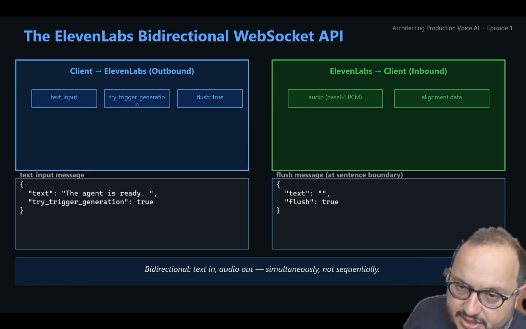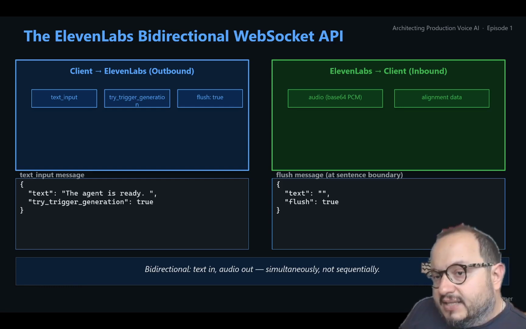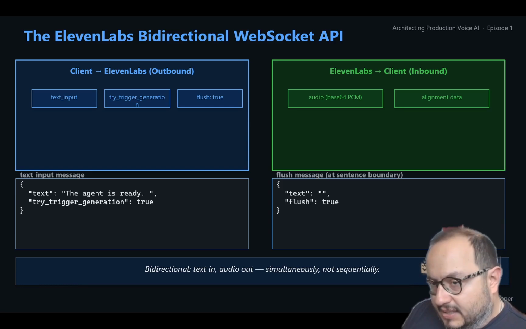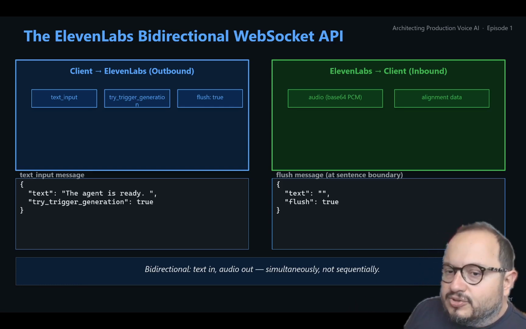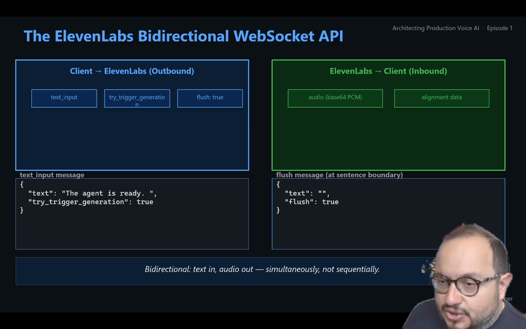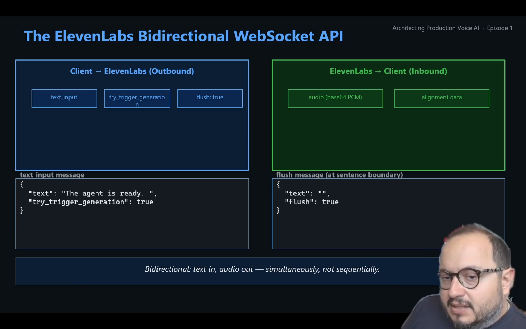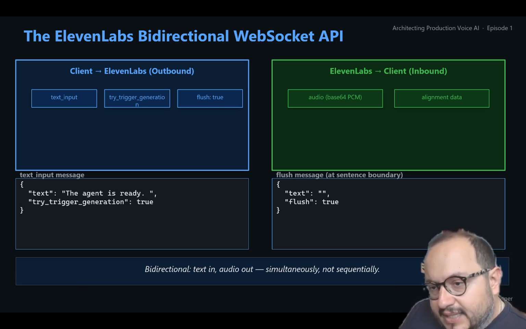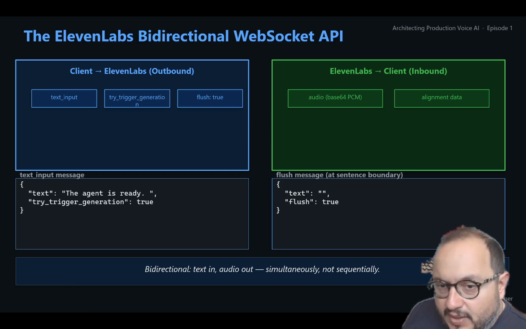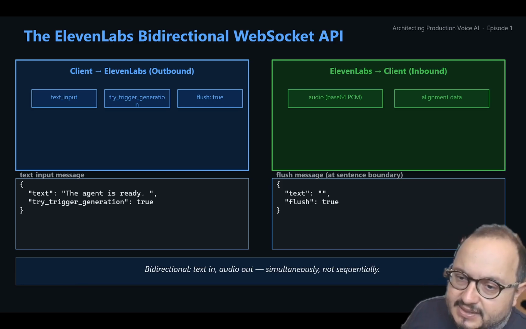The bidirectional API is different. You send text chunks as they arrive, incrementally as the LLM produces them, and you receive audio chunks in real time as each text chunk is synthesized. This means the TTS engine is working in parallel with the LLM. While the LLM is writing sentence 2, the TTS engine is synthesizing sentence 1.